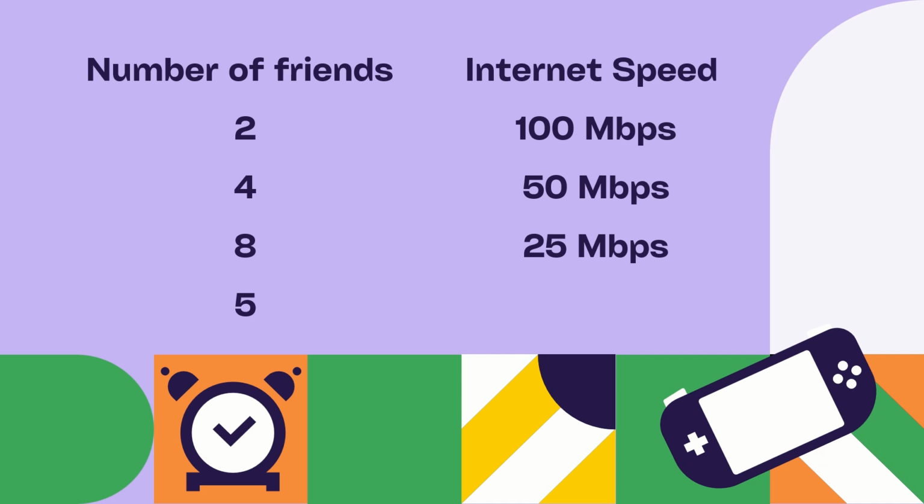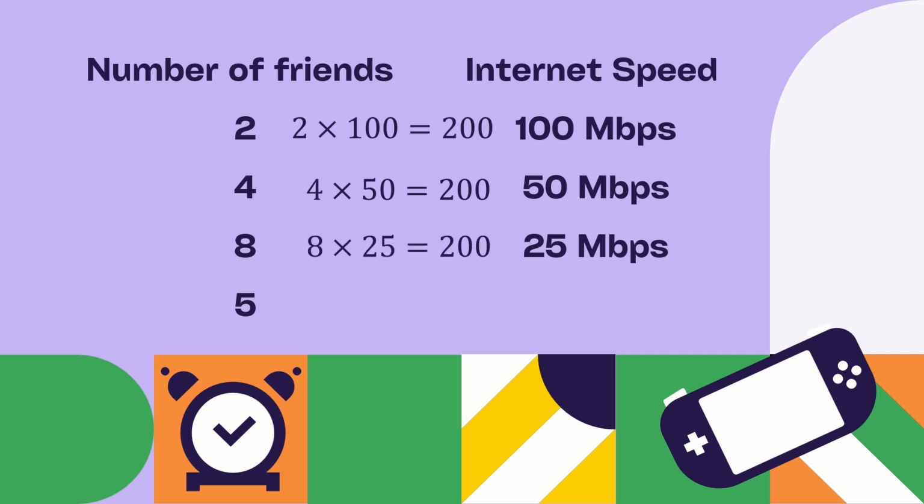We can spot a pattern if we look at the ones we've worked out already. When we had 2 friends, it made 100 Mbps. And if you do 2 times 100, you get 200. When we had 4 friends, it made 50 Mbps. And if you do 4 times 50, you also get 200. When we had 8 friends, it made 25 Mbps. And 8 times 25 is also 200.